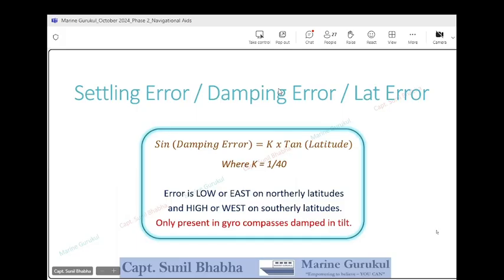Any doubts in damping error, beta? Okay, beta, great. Very good.